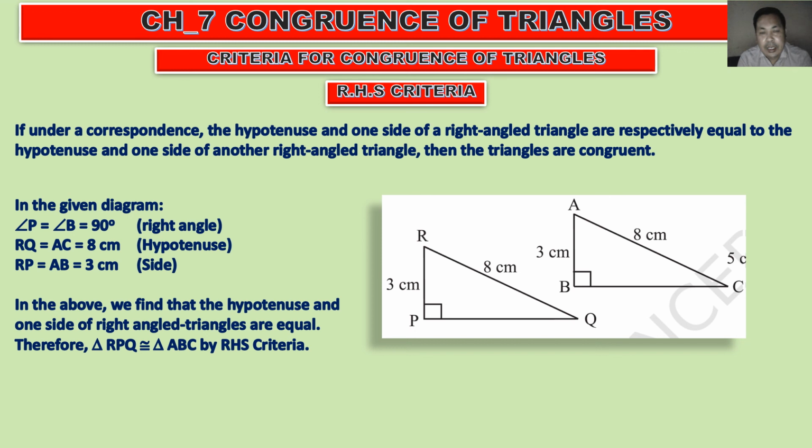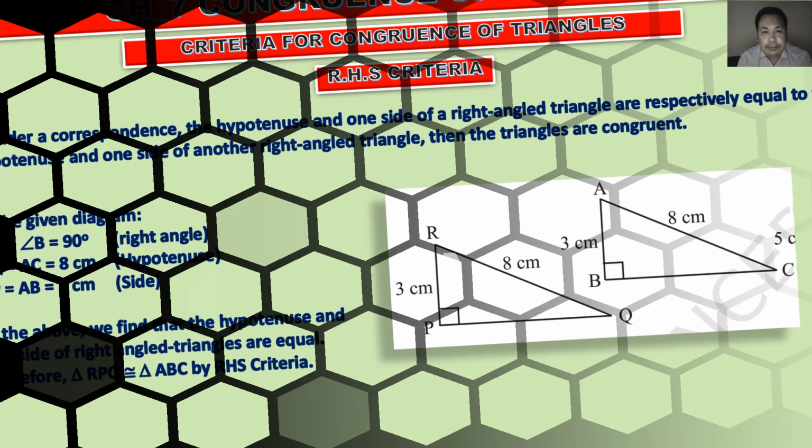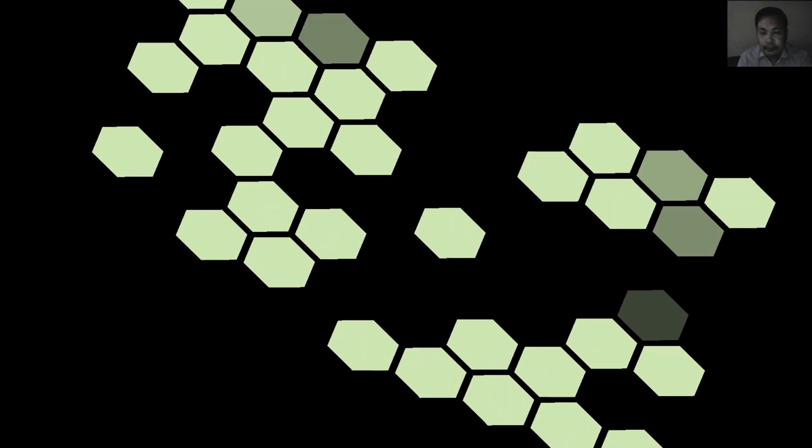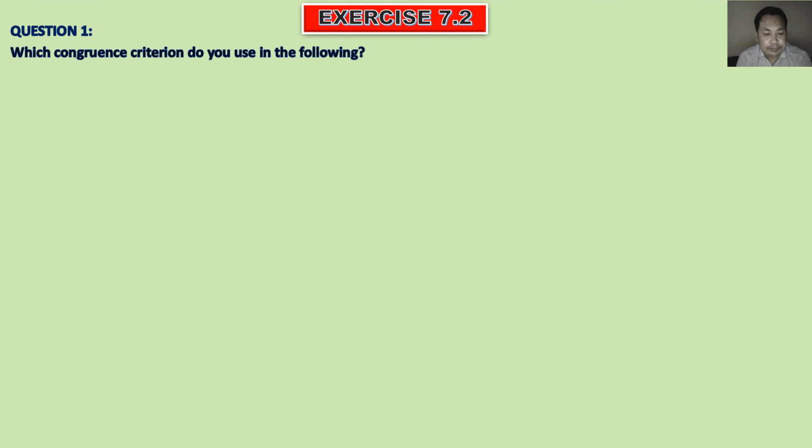Okay, so let's go to the next part of our lesson. Next part of the lesson we have exercise 7.2. So let us start with 7.2. It is the last exercise of this chapter number 7. Now in question number 1 we have: which congruent criterion do you use in the following? So let us see what is the question.